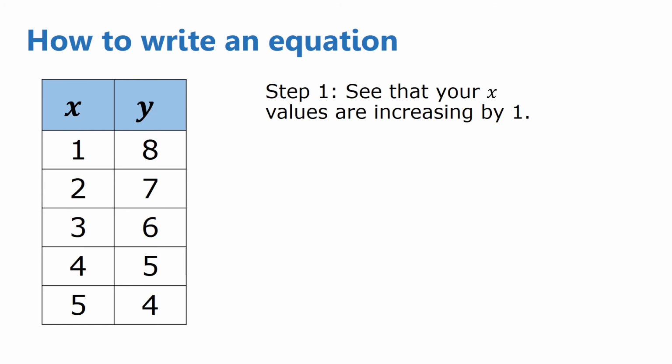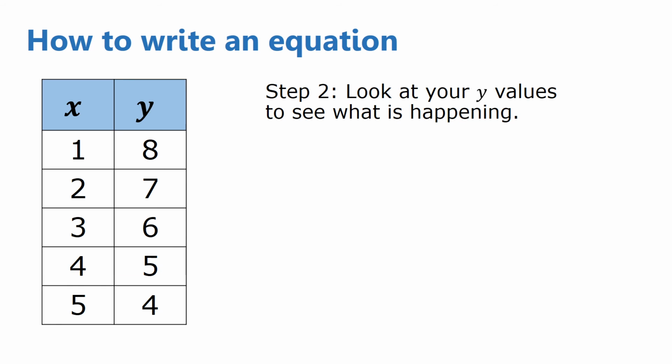Let's do one more table of values. Step 1. See that your x values are increasing by 1. Step 2. Look at your y values and see what is happening. If we look at our y values, we see that they are decreasing by 1. This tells us that we have the formula x plus or minus y equals a number.